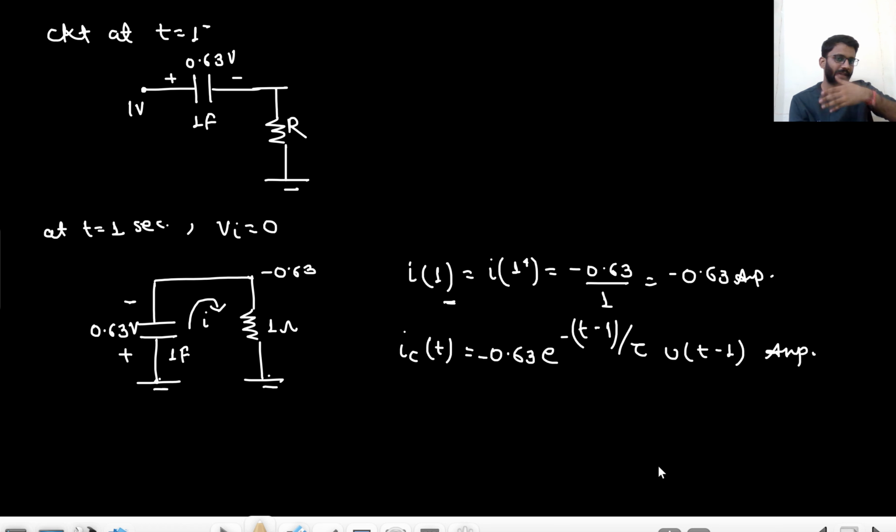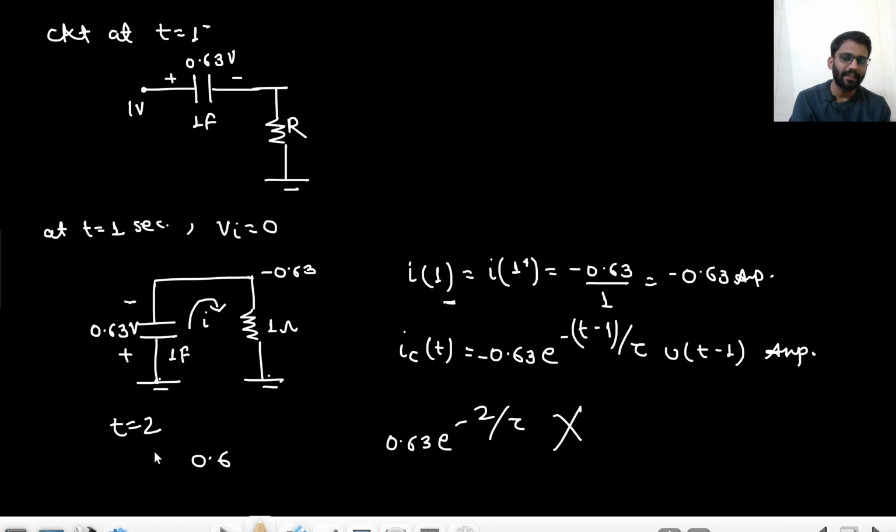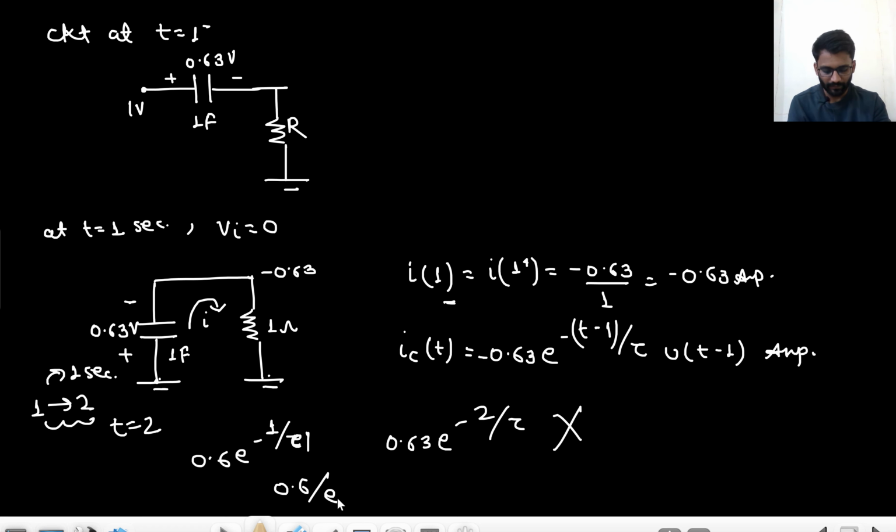The input is gone at t equals 1 second only. If they had asked you the value of current at t equals 2, you wouldn't write 0.63 times e to the power minus 2 by 2. That is wrong. Why is it wrong? Because the switch is gone at t equals 1 second. If they are asking at t equals 2 seconds, they are asking from 1 to 2, so only a time span of 1 second is there. So you would write 0.63 e to the power minus 1 by tau, and the tau value is also 1. Your answer would have been 0.63 by e, so minus 0.22 ampere current.